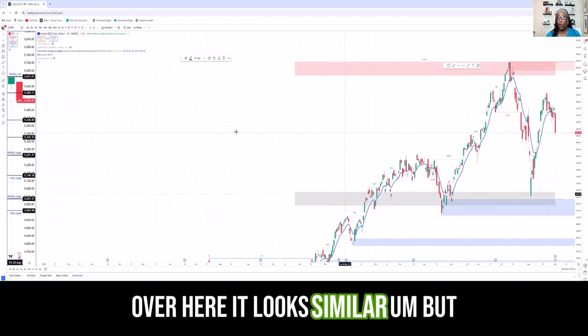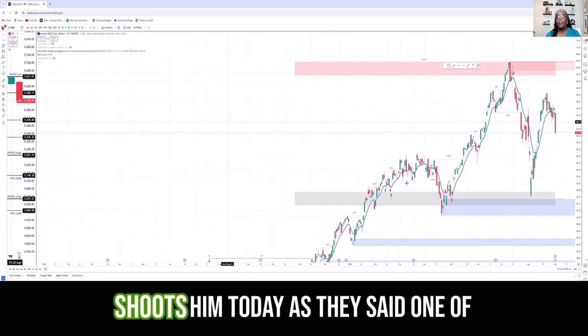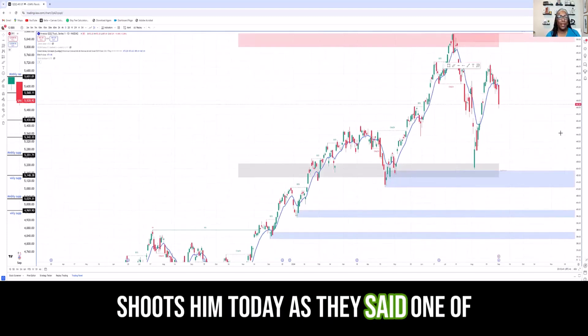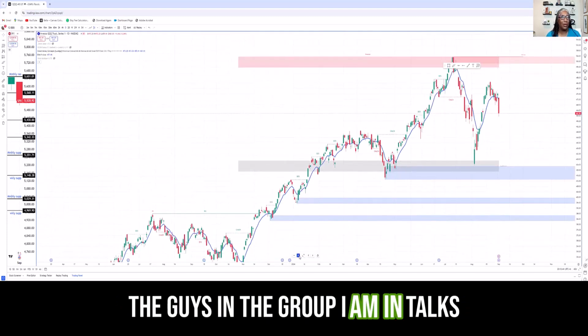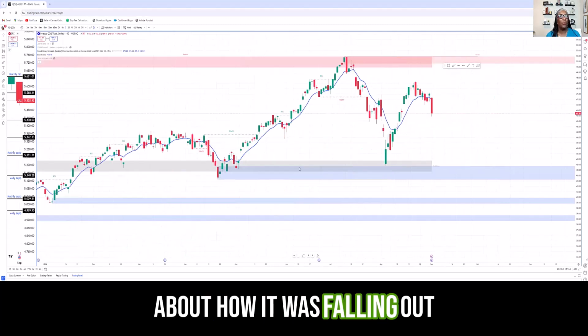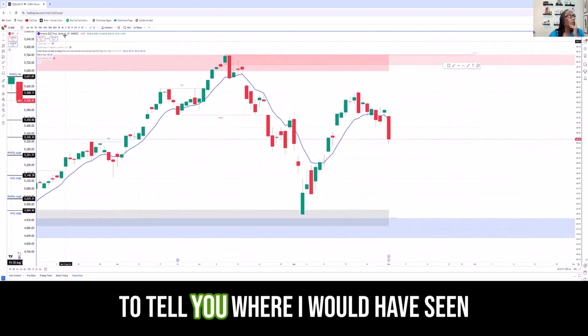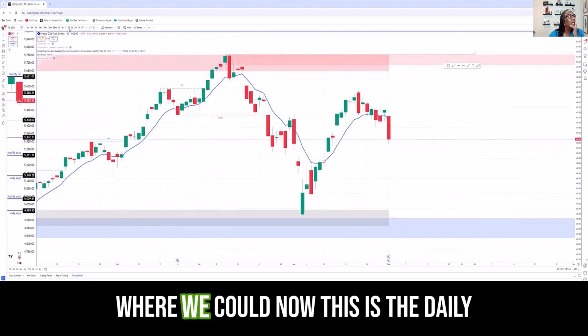It looks similar. But shoot, today, as one of the guys in the group brought to me and talked about how it was falling off the bone, I'm going to tell you where I would have seen where we could.